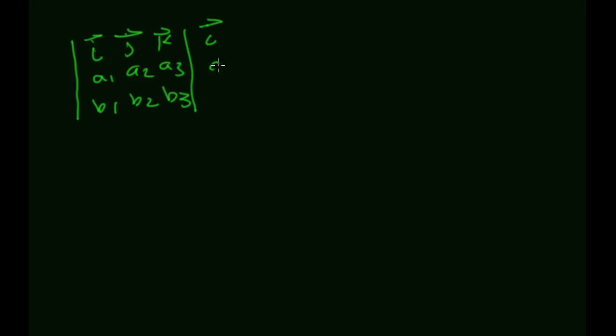A simple way to make sense of this is to write I, J, K, then A1, A2, A3, and B1, B2, B3, and then repeat I, A1, B1, J, A2, B2. So I've built a framework here, and then I repeated the first two columns. Now I'm going to make a couple of moves. I'm going to go downward: 1, 2, 3.